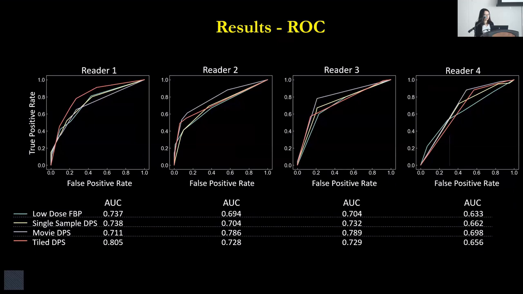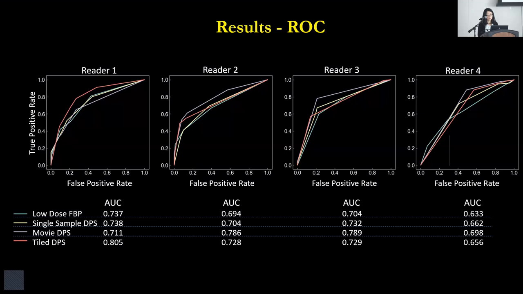So this slide shows the ROC curve for each radiologist and for each display method. The AUC for each ROC curve is displayed at the bottom here. A couple of observations. The low-dose FBP has the lowest AUC, as expected. For readers 2, 3, and 4, the movie display method has the best performance. For reader 1, however, the tiled display method has the best performance.